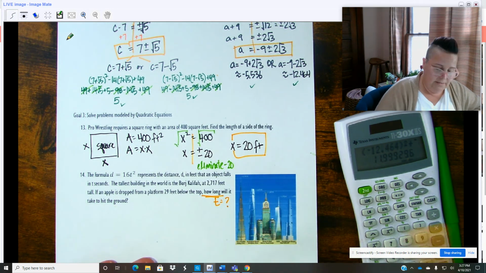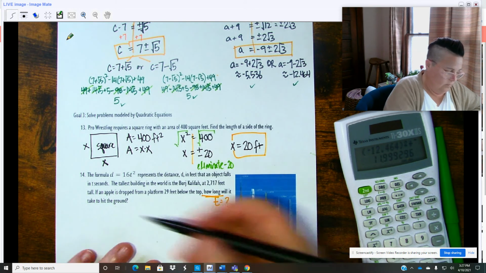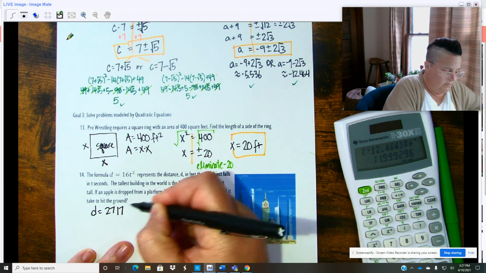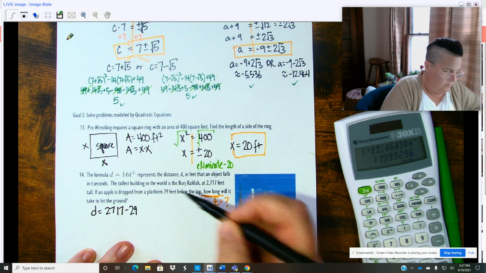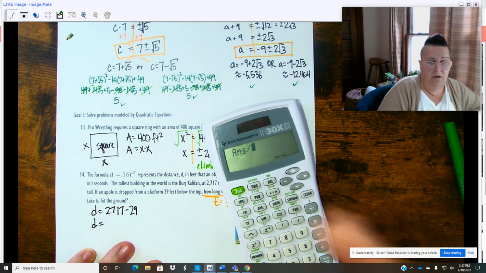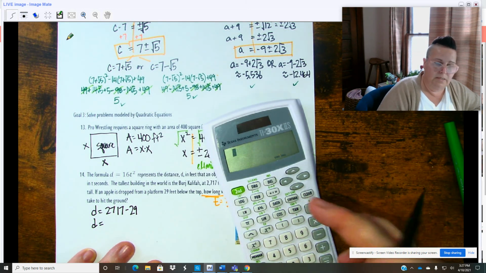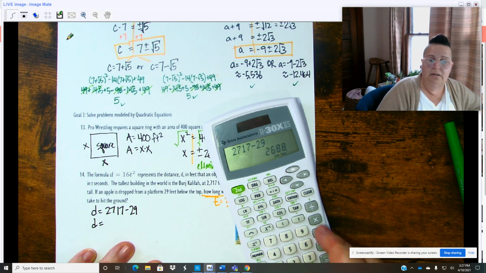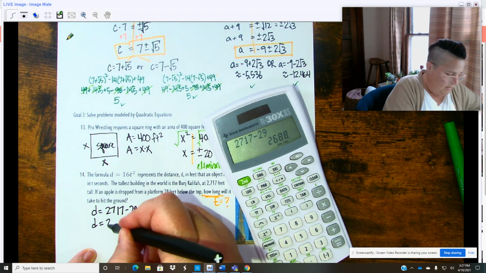The distance is going to be the 2,717 minus the 29 feet from the top. Right? Because we're not all the way at the top, so 29 feet from the top, so 2,717 minus 29 is 2,688.